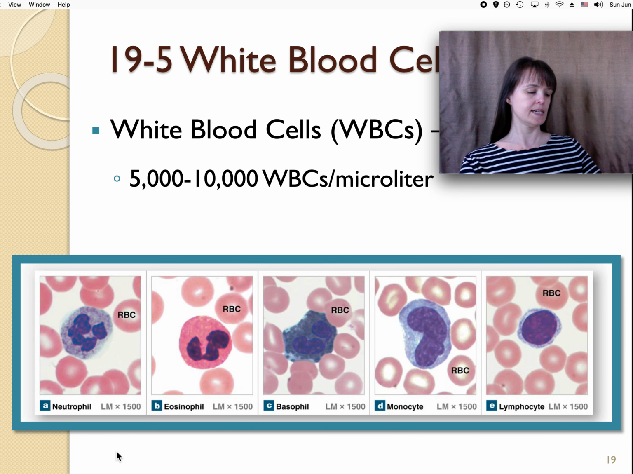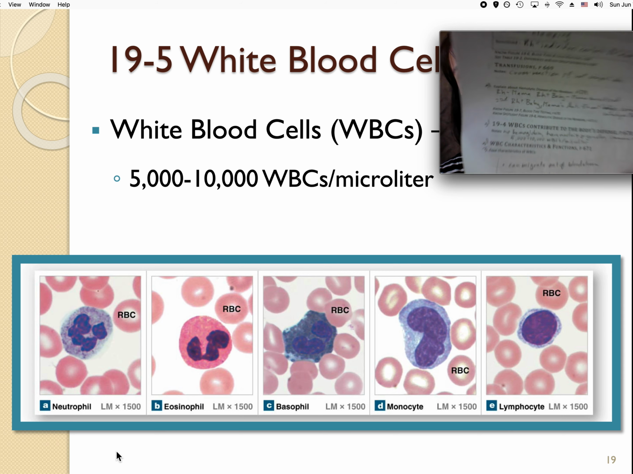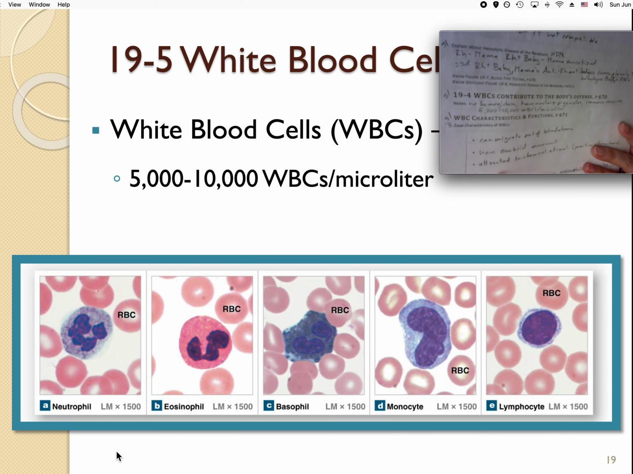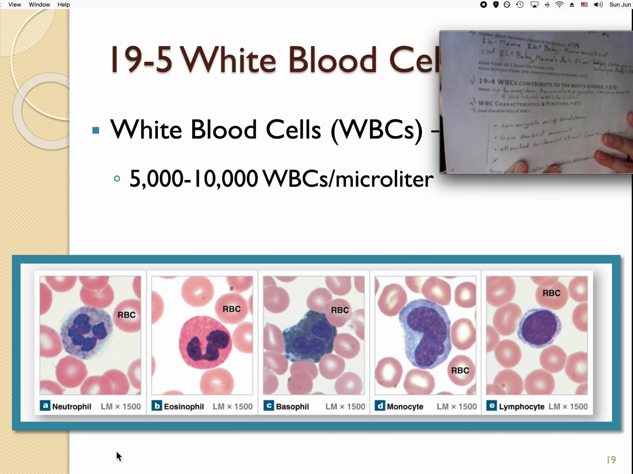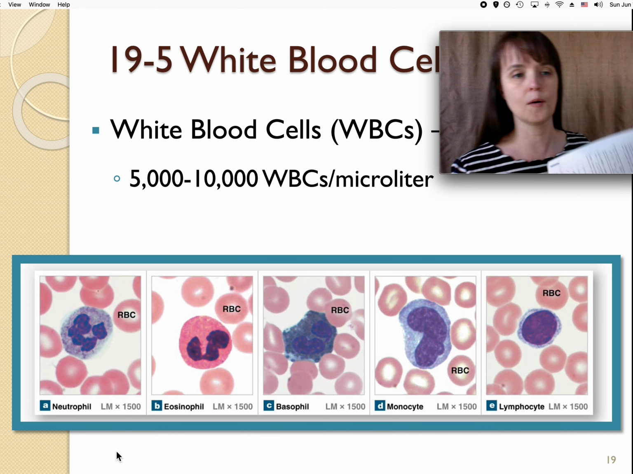And we are starting middle bottom of page 6 at section 19.4. White blood cells contribute to the body's defense, which looks like this. We just did the hemolytic disease of the newborn, HDN. And so we're here.